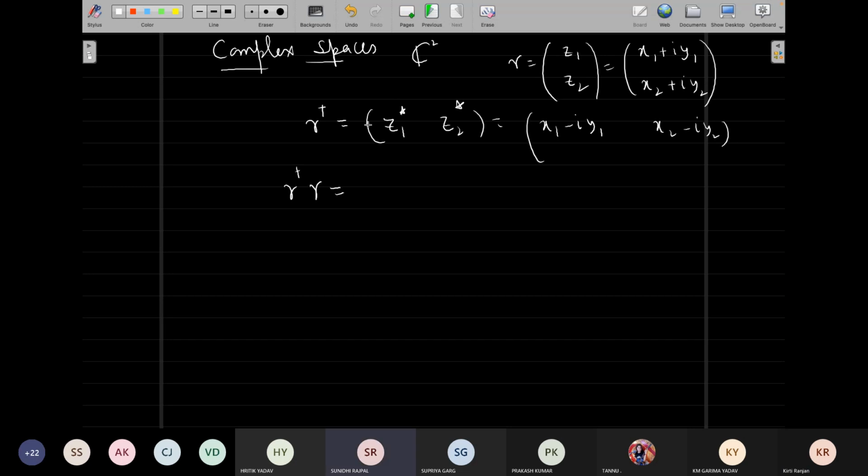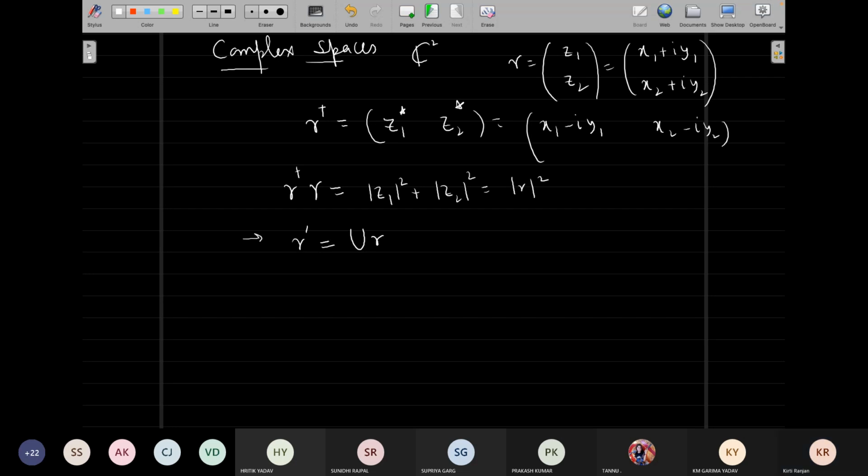Mod z1 square plus mod z2 square, which is nothing but, if you think about it in this way, mod R square. Now in complex C2 space, this length squared can be thought of as mod z1 square plus mod z2 square. Let's think about a transformation U such that R prime results from this operation. It's a linear operator, so it will leave a vector in the same space.